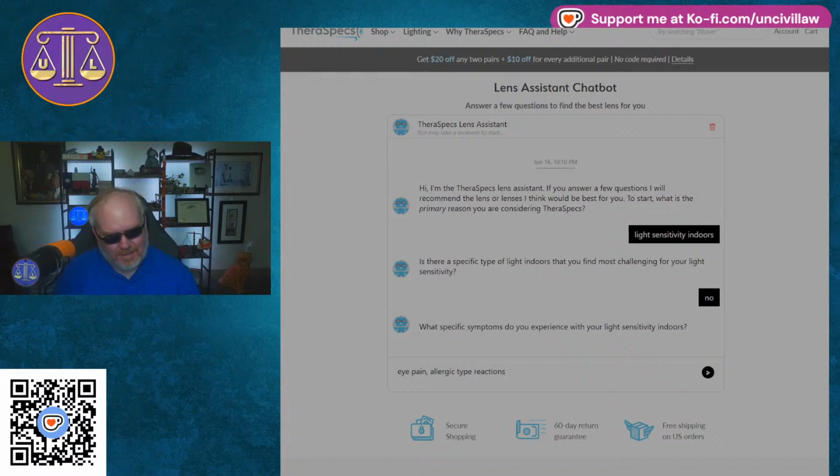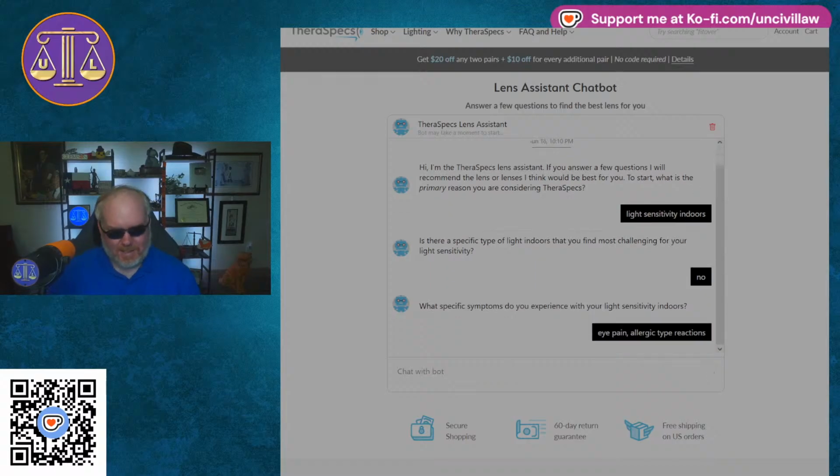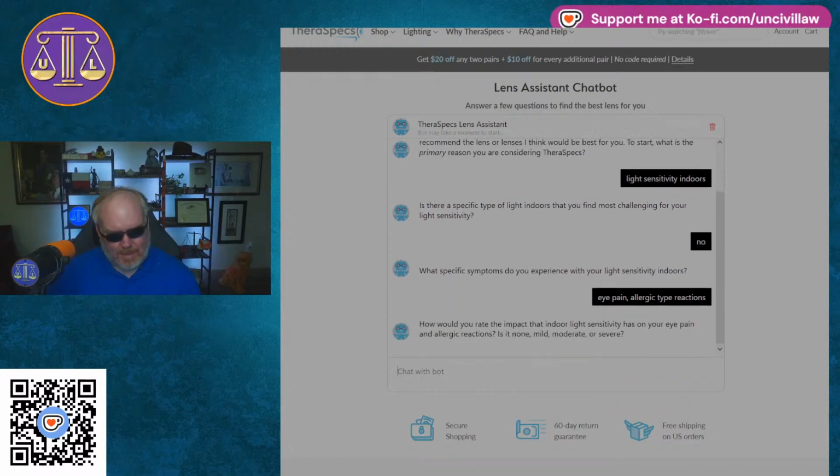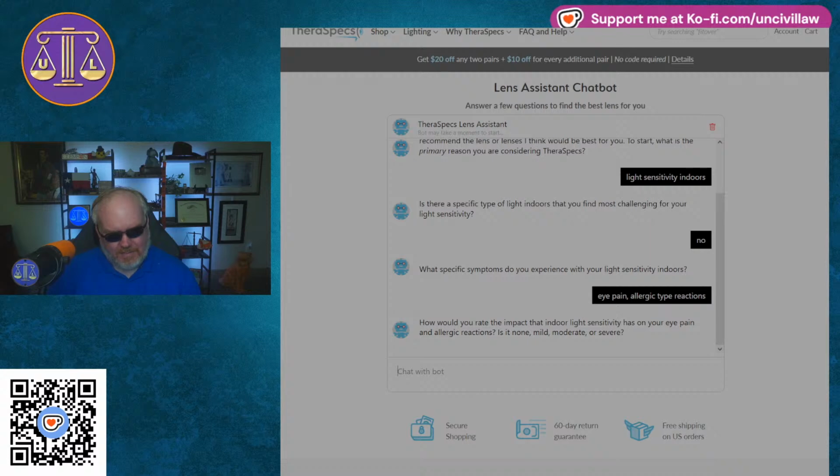The Conrad ones. Let's take a look at those in a second. How would you rate the impact of indoor light sensitivity on your eye pain? Moderate, I guess.